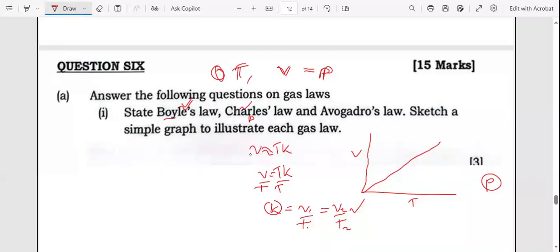Don't forget this, please. For a fixed mass of a dry gas at constant pressure, the volume of a gas is directly proportional to its temperature. That's what you can define looking at the graph.